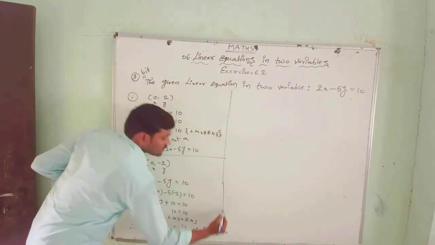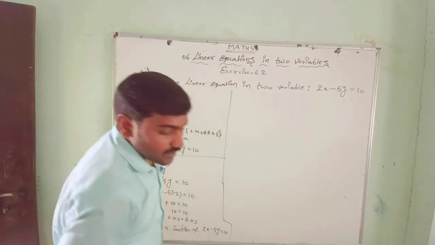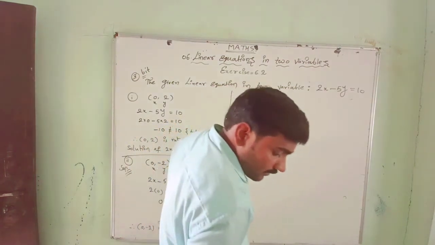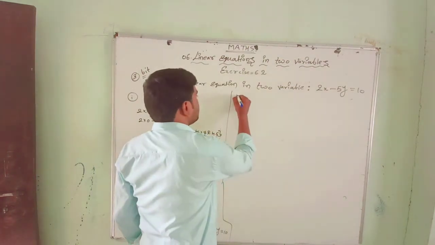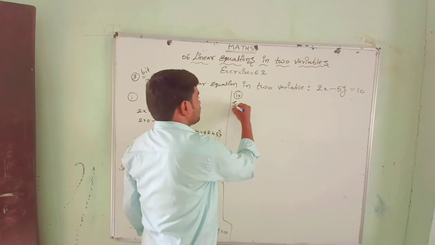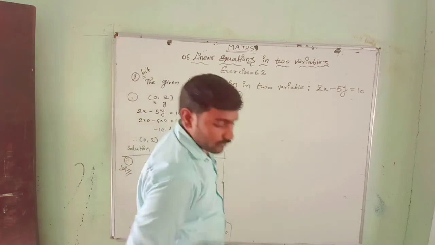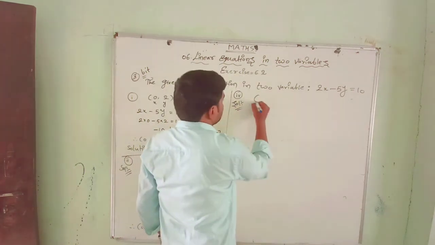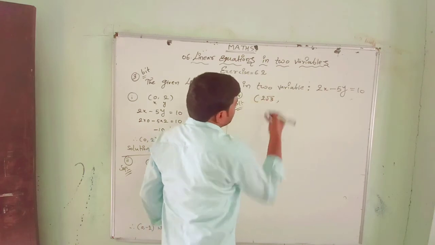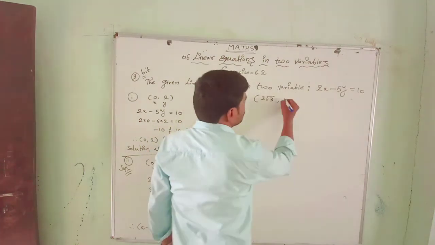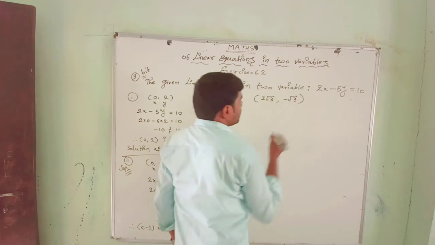This is the way we have to solve the remaining problems. The third one you people do it. The fourth one I will do here. The fourth one is (2 root 3, minus root 3).